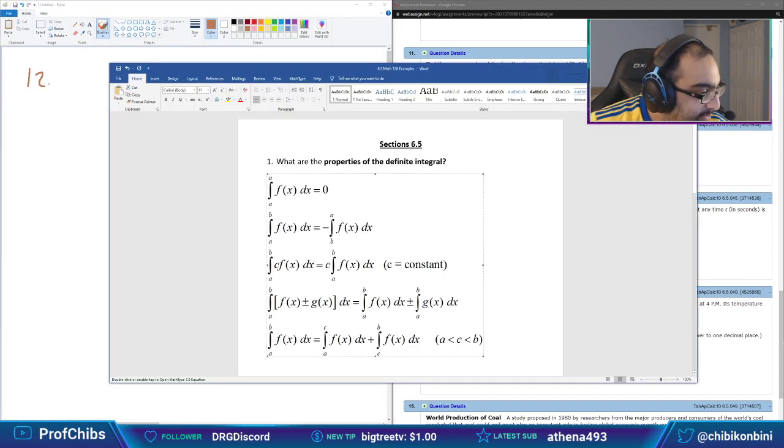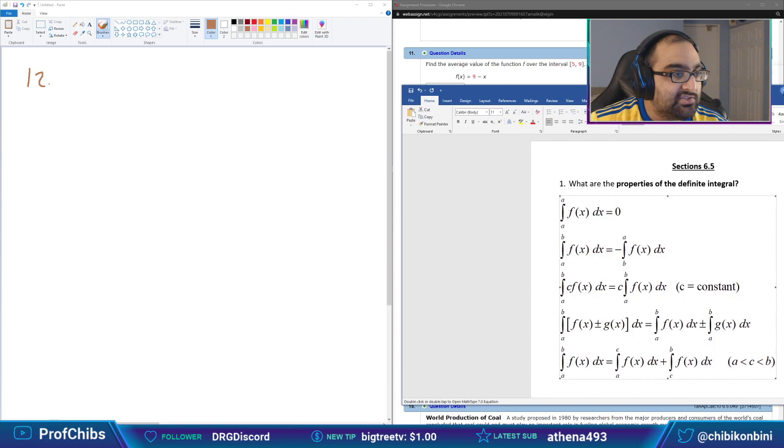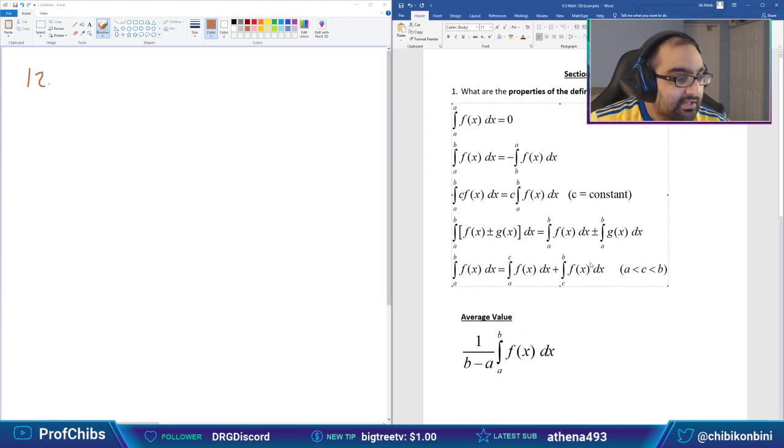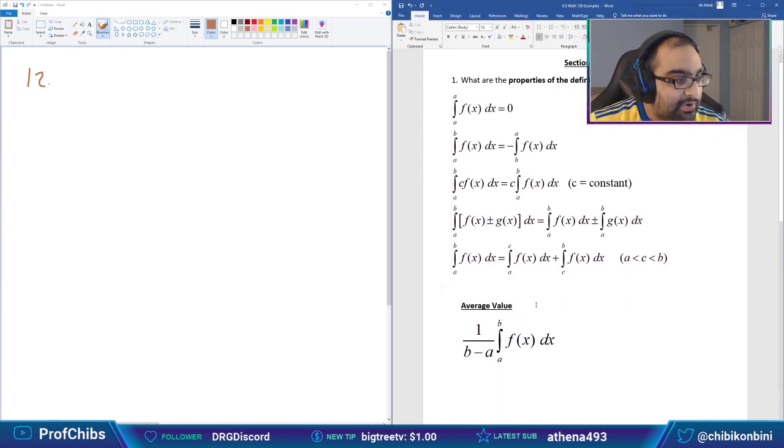So let me go back to this. This is the handout here for 6.5. Now we'll talk about these properties here, but the average value property is down here, where we have 1 over b minus a times the integral from a to b of the function f of x dx. So if it says, hey, can you find the average value of such and such function, you can go ahead and do that using this little formula that you have right here.